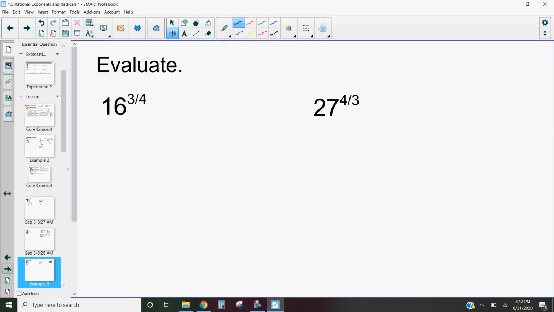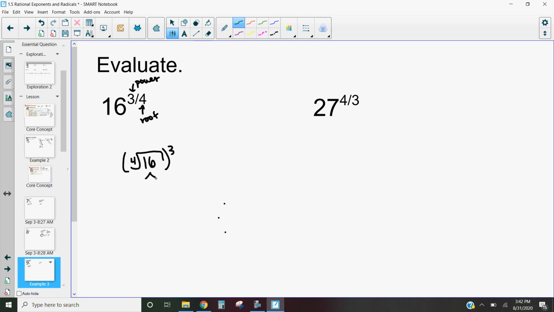So now using this, let's evaluate some of these. So 16 to the 3/4. Well, 16 to the 3/4, this fourth is my root. This is my power. So let's take a look. We have the fourth root of 16 raised to the power of 3.